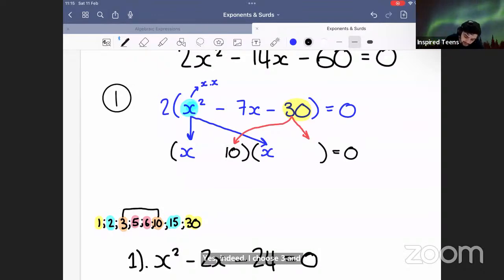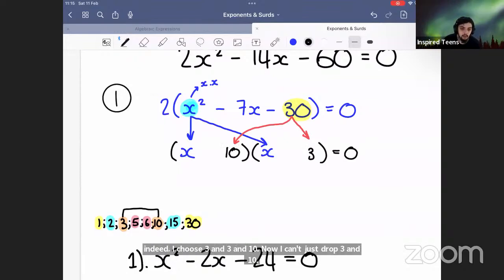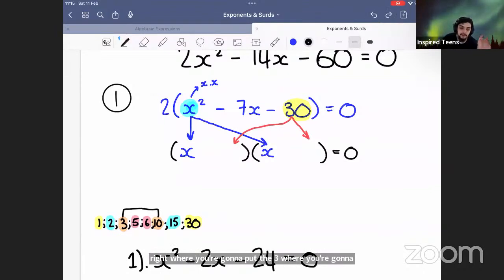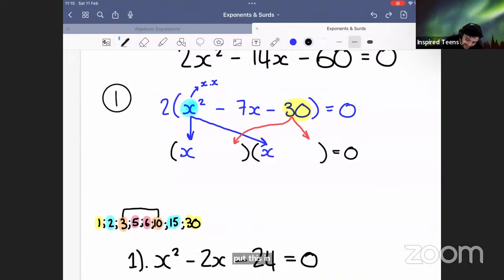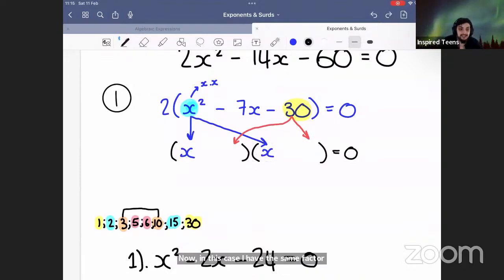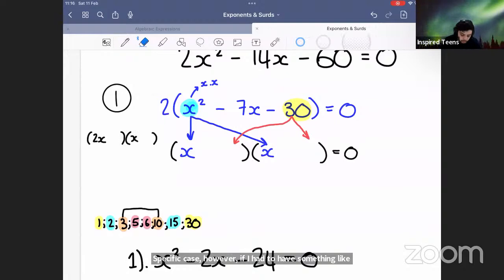Now, I can't just plop in 3 and 10. Technically, I can in some situations, but it matters where you're going to put the 3 and where you're going to put the 10. In this case, I have the same factors, x and x, so it doesn't matter where I put the 3 and 10 in this specific case. However, if I had something like 2x and x, then it's going to matter a lot more.